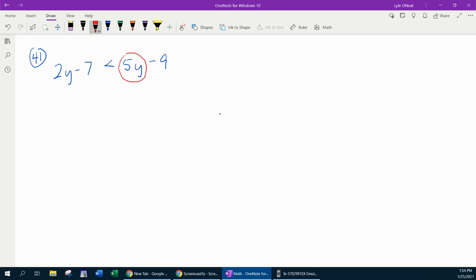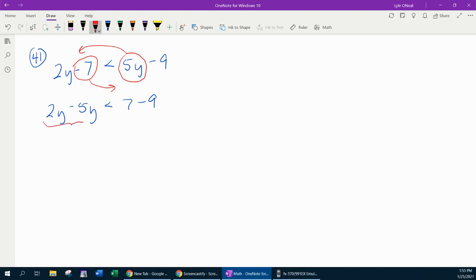So what I'm going to do is bring the 5y over to get with the 2y, which means the negative 7 needs to come back to get with the negative 9. So what is that going to give me? Well, that's going to give me 2y minus 5y less than, negative 7 becomes positive 7, minus 9.